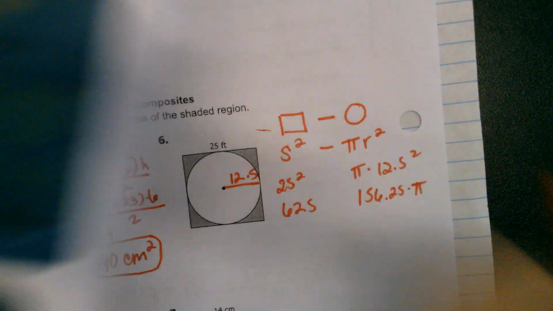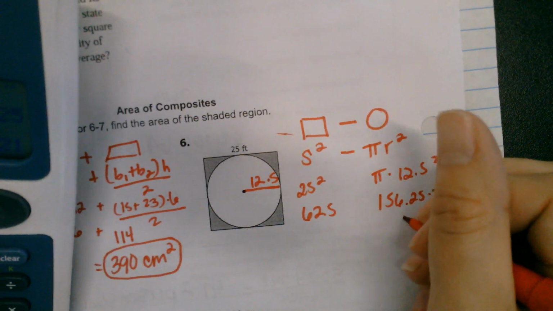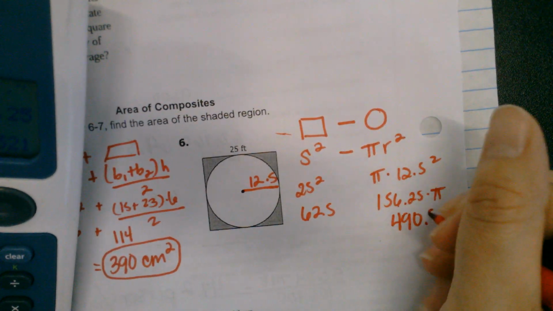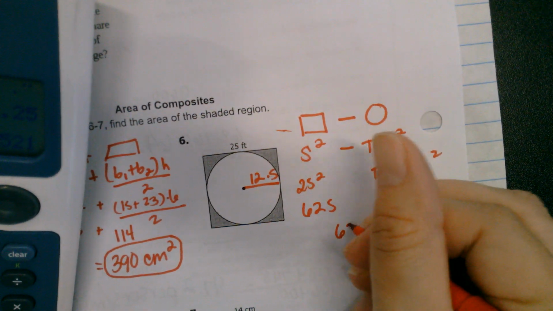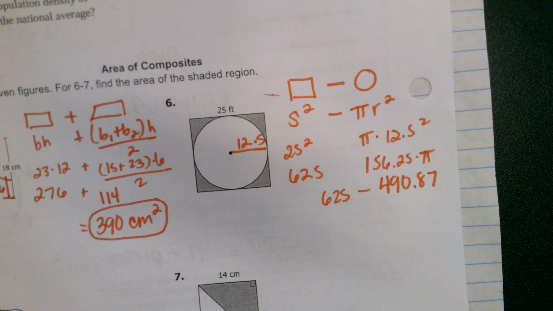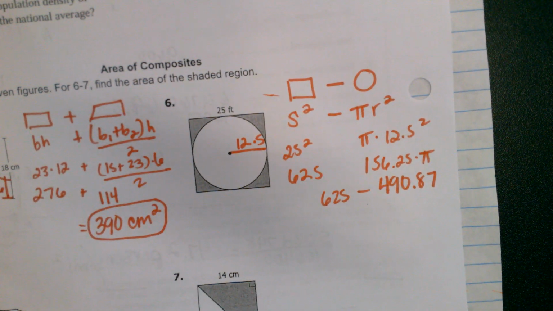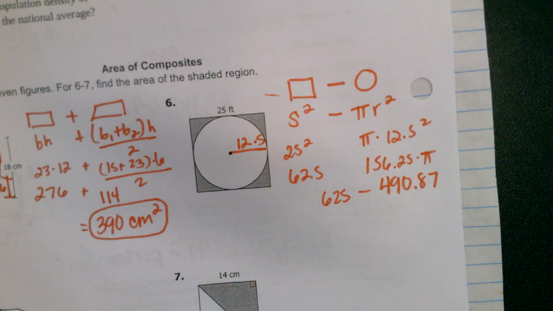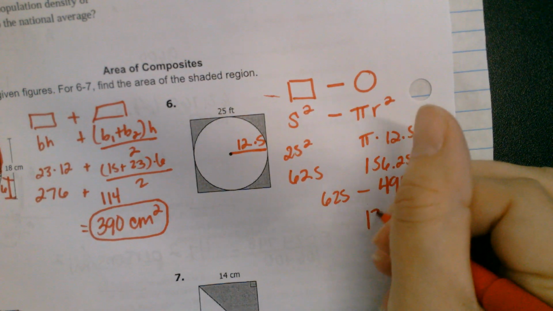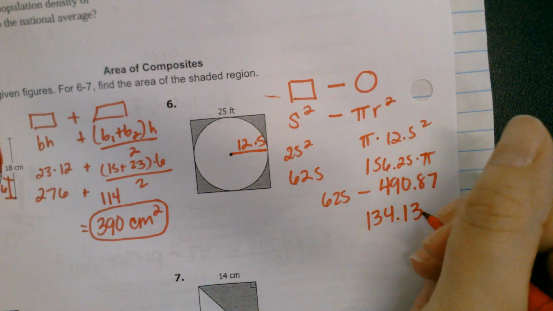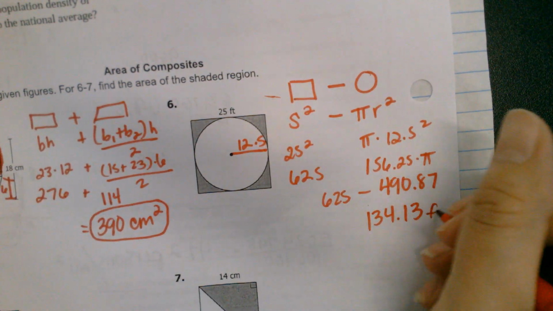It's a 3 after the 7th. So okay, cool. So subtract that from 625. That's where writing it out helps. 625 minus 490.87. What do you get? Yeah, 134.13. Okay, in feet squared.